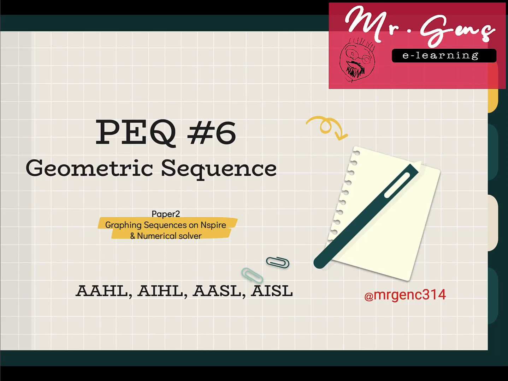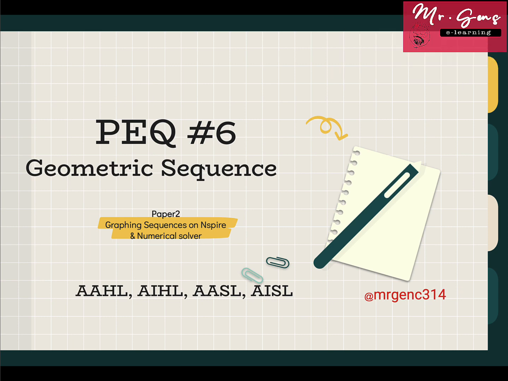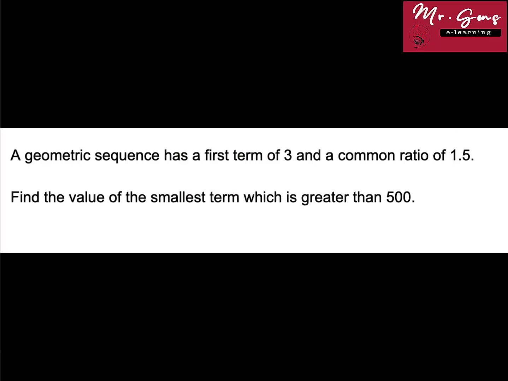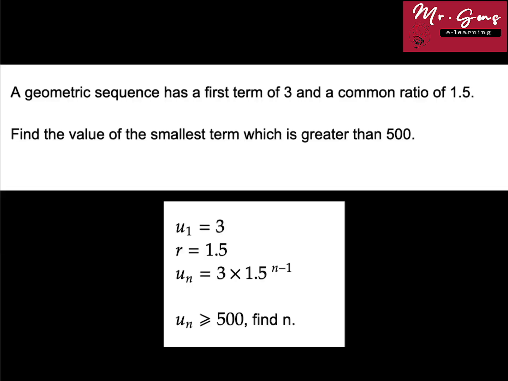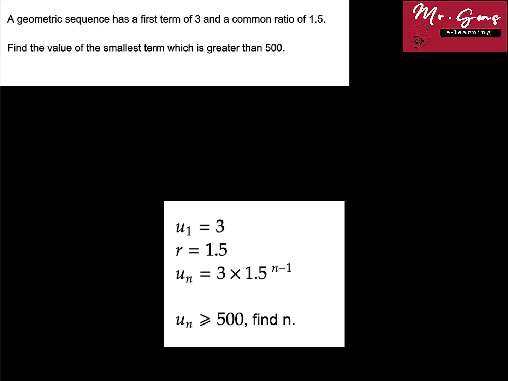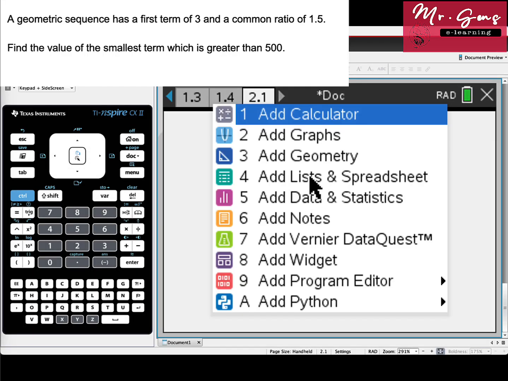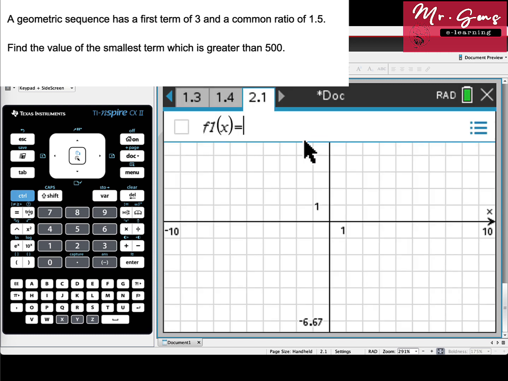Hello, in this video I will show you how to use graph screen to solve a geometric sequence question. So it's a very simple geometric sequence question. First term is given and a common ratio is given, and we need to find the smallest term which is greater than 500. Go to graph page.